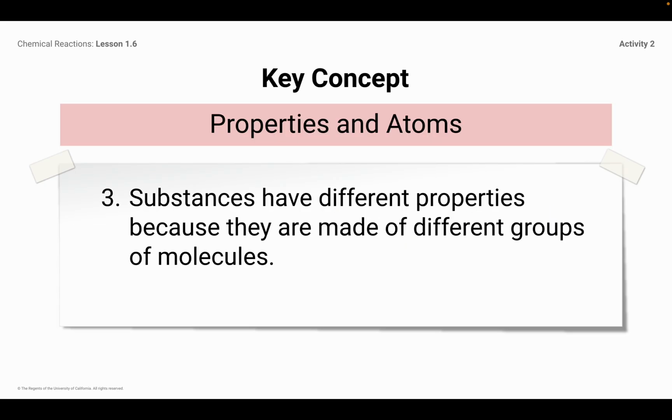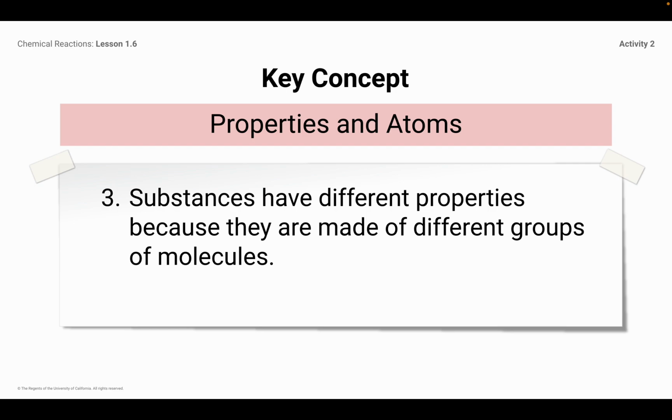All right, so key concept number 3: substances have different properties because they're made of different groups of molecules. Super important. We know different substances have different properties, and the reason why is because they're made up of different groups of molecules.